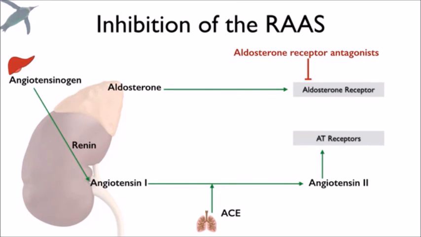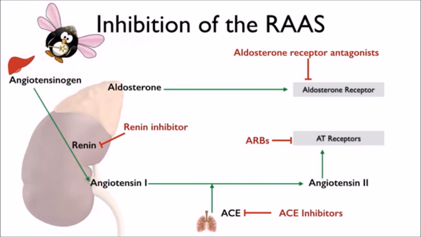We can inhibit the effects of aldosterone by using aldosterone receptor antagonists. We can inhibit the production of angiotensin-converting enzyme. And we can block the effects of angiotensin 2 on its receptors throughout the body. So what I hope you can see here is that by understanding the different parts of the pathway, it's very easy then to understand how various drugs will work. And hopefully it becomes less of just a memorization exercise.